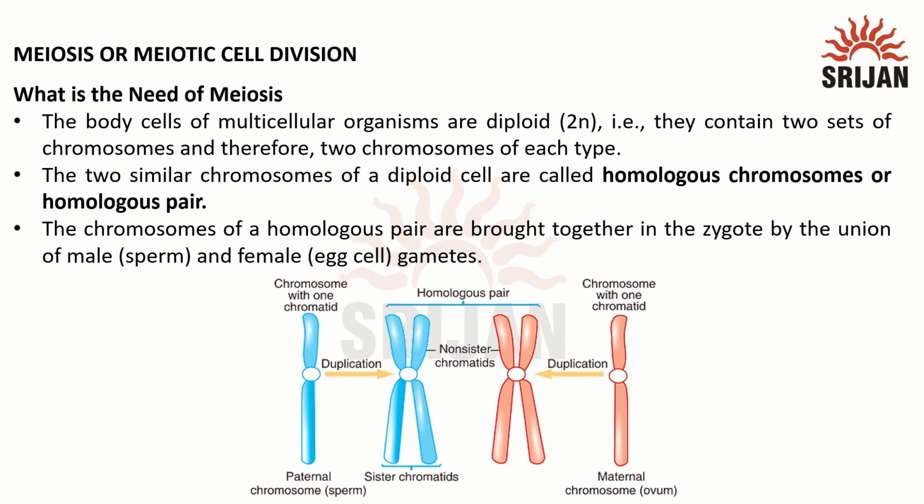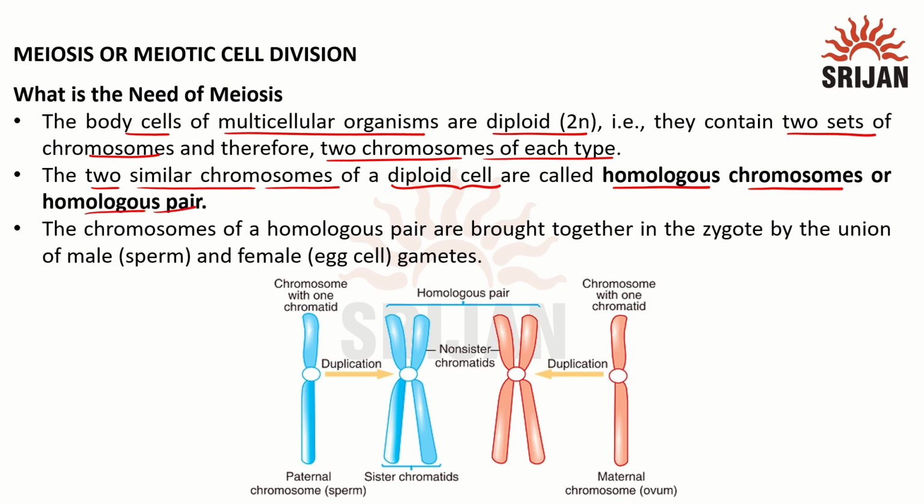We know that it occurs only in sexually reproducing organisms. Now, if we observe humans, the body cells of multicellular organisms like humans are diploid, and they contain two sets of chromosomes, one set coming from the mother, the other from the father. So, two chromosomes of each type are present. These two similar chromosomes of a diploid cell are termed homologous chromosomes or a homologous pair.